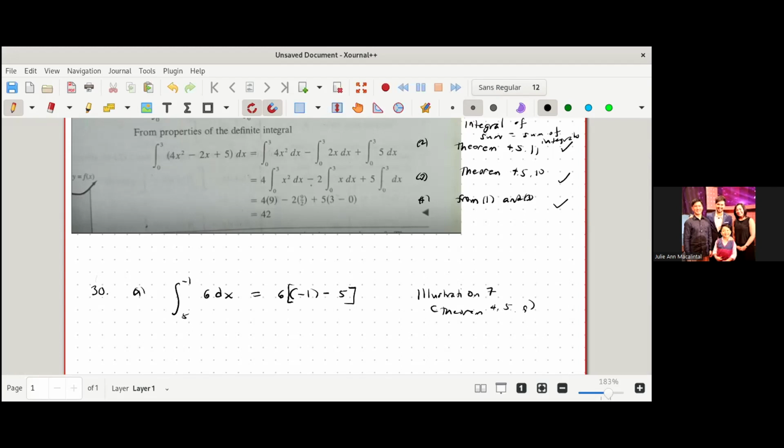Kaya ang gulo eh. Pansin mo, hanapin mo, nasaan yung theorem 4.5.9? Wala. Di ba? 4.5.8 tapos biglang naging 4.5.10. Tingnan mo. So, ang theorem 4.5.9 is actually yung result of illustration 7: if you have a constant, the integral from a to b of a constant times dx is equal to the constant times b minus a.